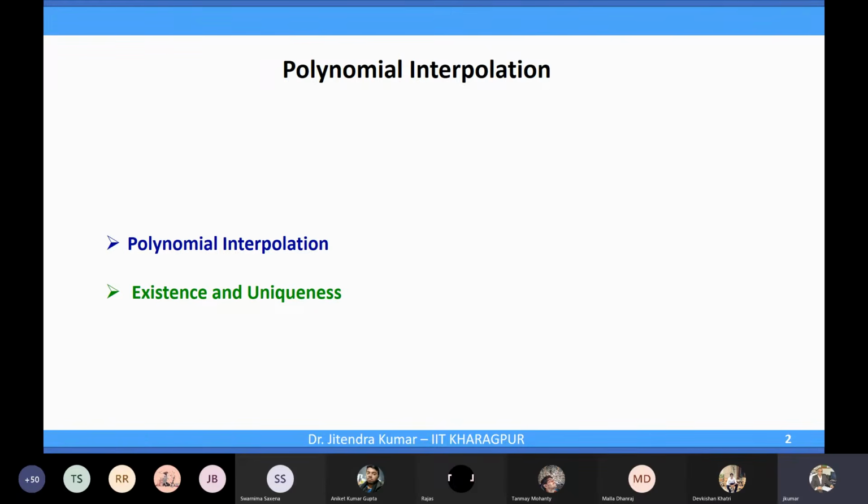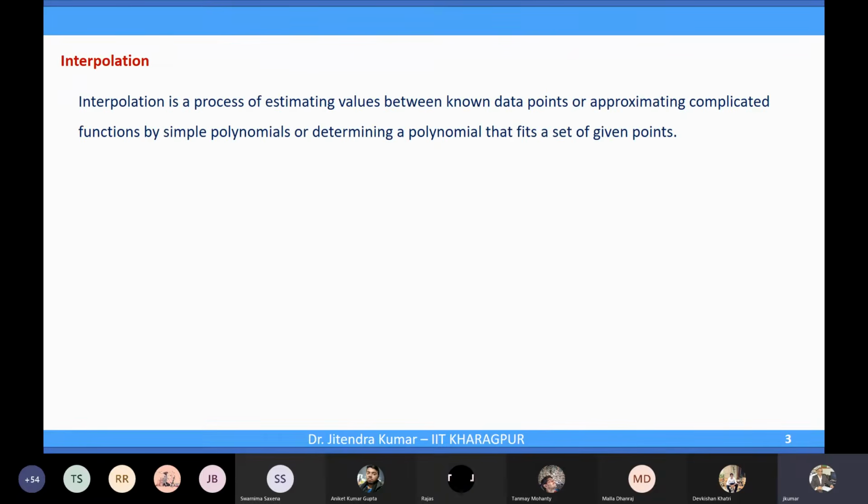We'll start with what polynomial interpolation is, and then its existence and uniqueness, in the first half an hour or a little more than that. And then, how much error do we have in the interpolating polynomial? That will also be covered in this first part itself.